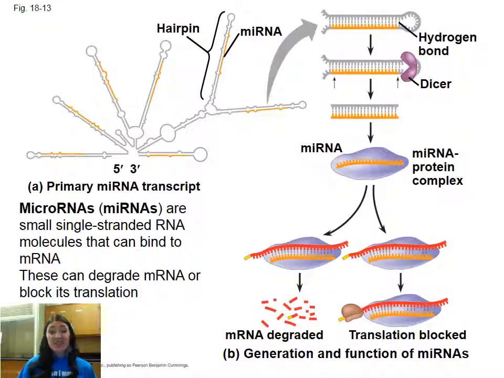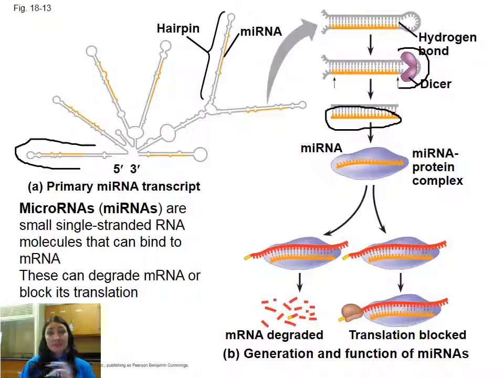MicroRNAs are small single-stranded RNA molecules that bind to the messenger RNA, the mRNA. And their function is to degrade mRNA or to block its translation. And so what we're seeing here is you have this section of RNA and it folds back in on itself, forming these hairpin structures. And once that hairpin structure has formed, you have a dicer that comes in, chops off that loopy end, which frees up the microRNA that we need.